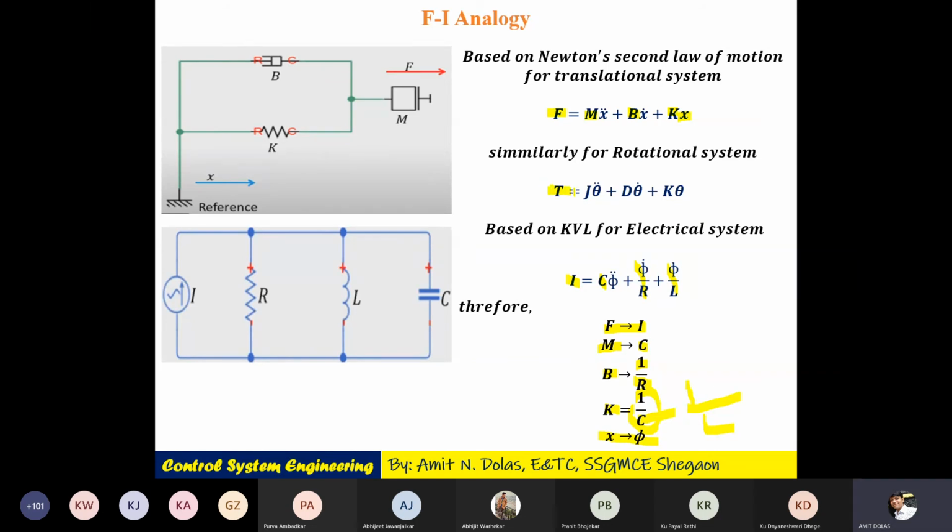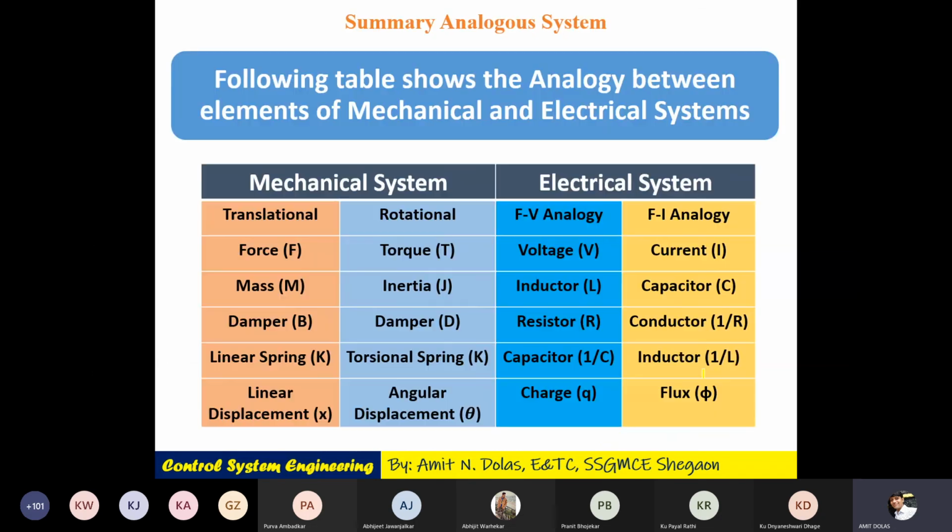Similarly, we may relate the rotational elements. Here theta will be analogous to flux. So I'll make it correct and I'll upload. This is not 1 by C, this is 1 by L. K is equal to 1 by L. Please make a note of this.